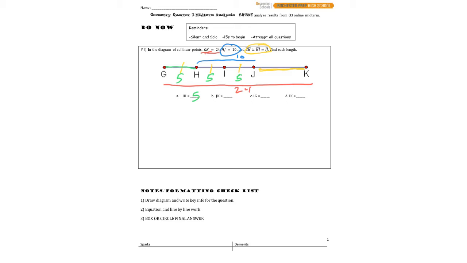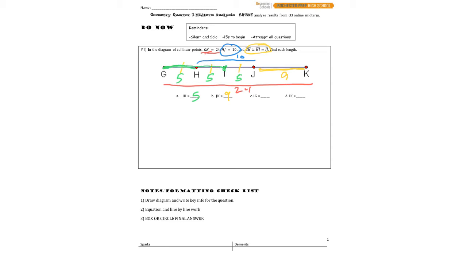Now, if we have 5 plus 5 plus 5, that's 15 for that part of the line. And I have a little left to get me to the whole thing, which is 24. 24 minus 15 is 9. So this missing piece has to be 9. So JK is 9.